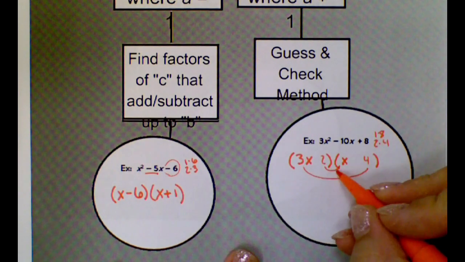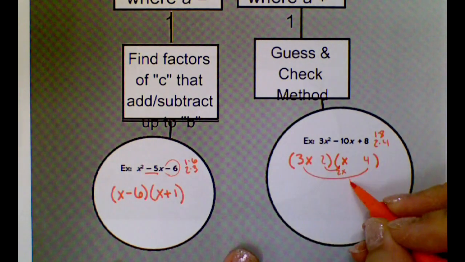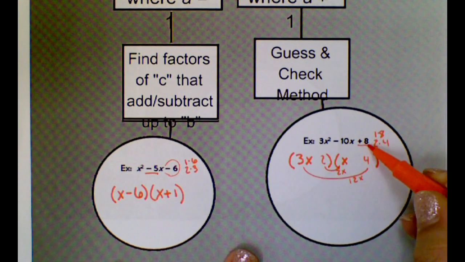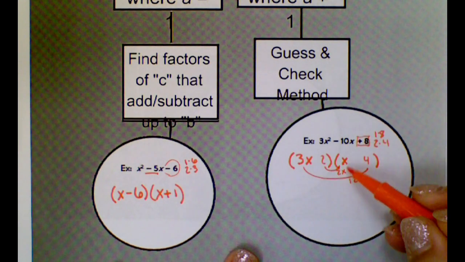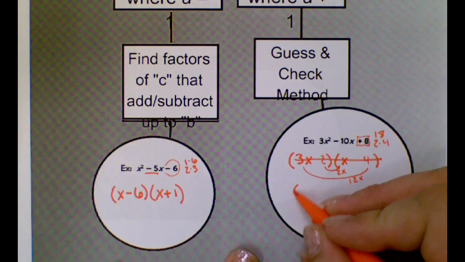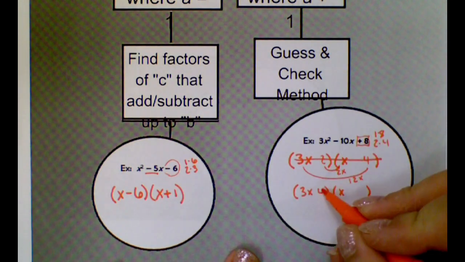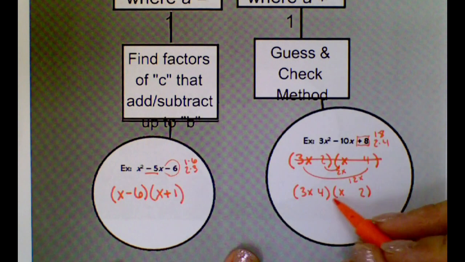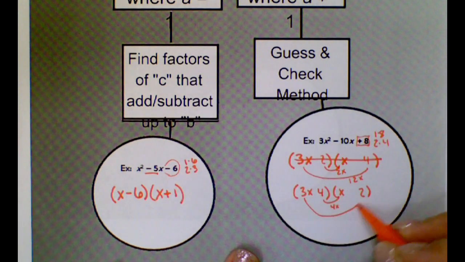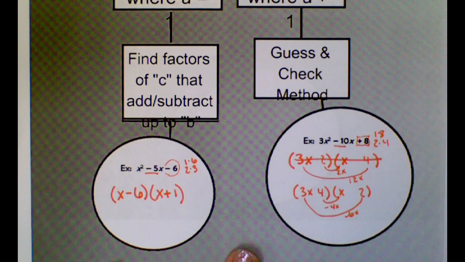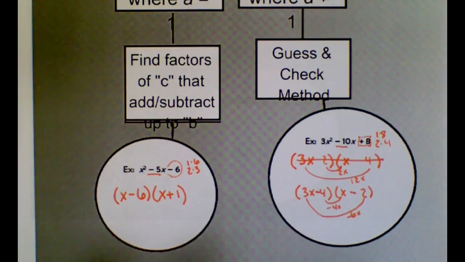So 2 times x is 2x. 3x times 4 is 12x. To make that a -10x and a positive 8 here, I can't do it with this. So I gotta try again. 3x and x. Let's try flip-flopping them, 4 and 2. When I check here, I get 4x and 6x. To get a -10x, if these are both negatives, well, that'll multiply to a positive 8, and it'll add to -10. So there's my answer, 3x minus 4, x minus 2.